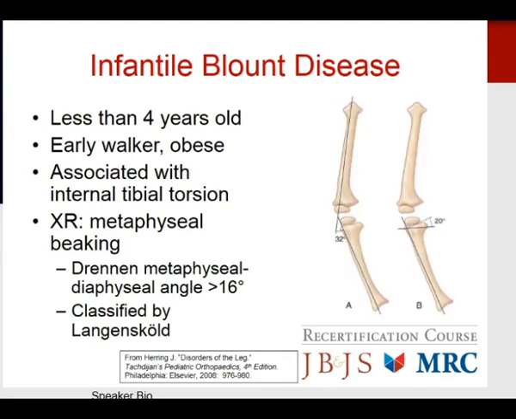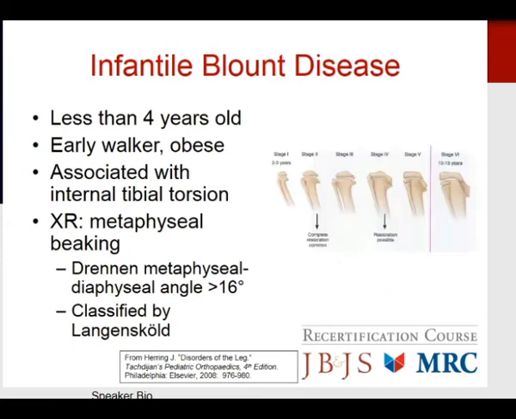One difficulty is differentiating a mild Blount's disease from physiologic tibia vara. One angle that can be utilized is the metaphyseal-diaphyseal angle of Drennan, and studies have shown that an angle greater than 16 degrees predicts progression to infantile Blount's disease. Additionally, Langenskiold classified these based upon the physiologic changes to the metaphysis and the physis. This is important because stage 4, 5, and 6 effectively represent a medial physeal growth arrest.